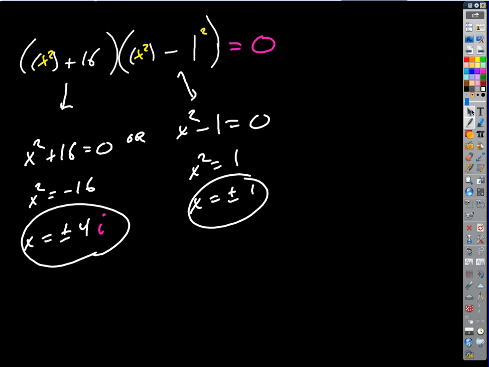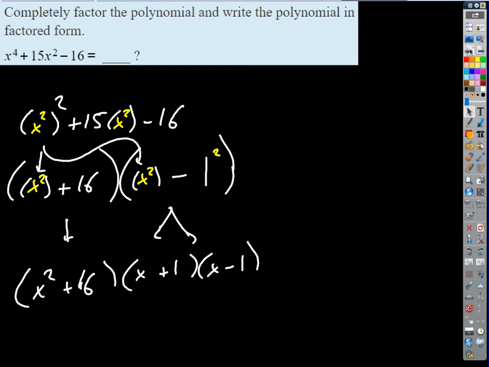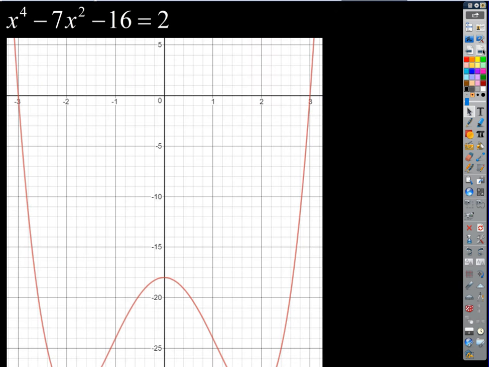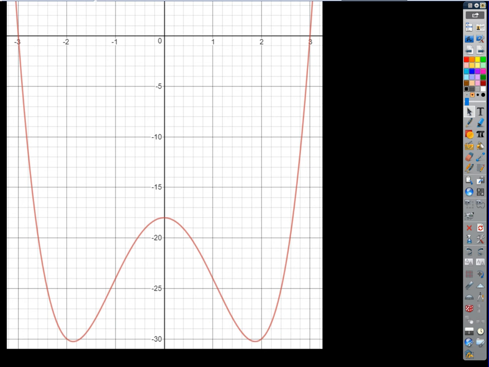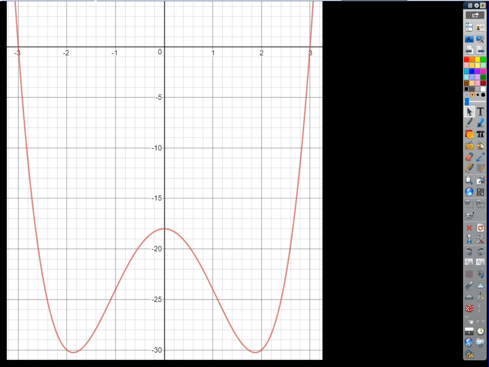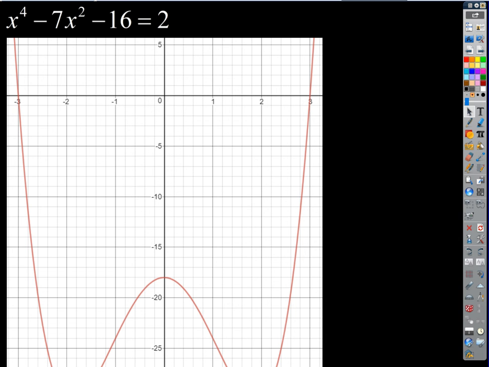If we look at the graph of this function, there it is. Notice that we got 2 real zeros, so those corresponded to x-intercepts, and then I got 2 imaginary zeros, and those do not. We get a very strange shape to this function, don't we? It looks a little different.